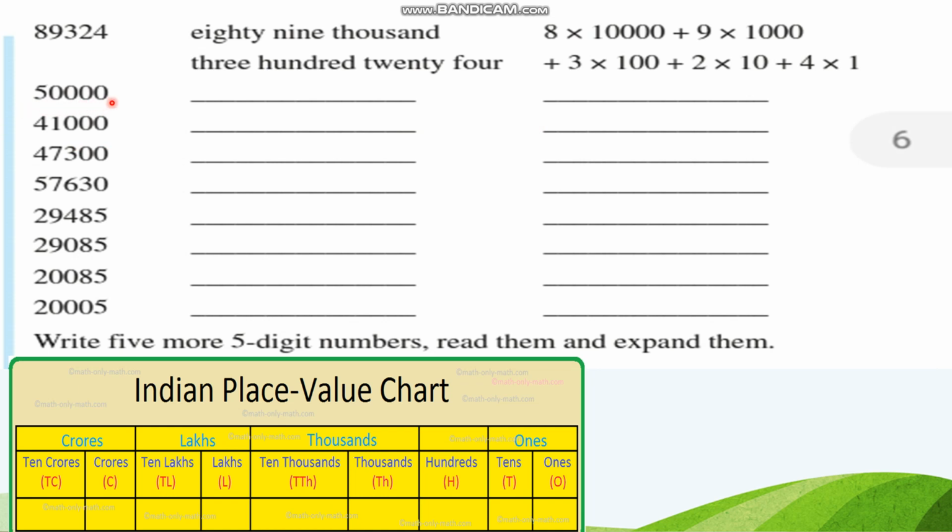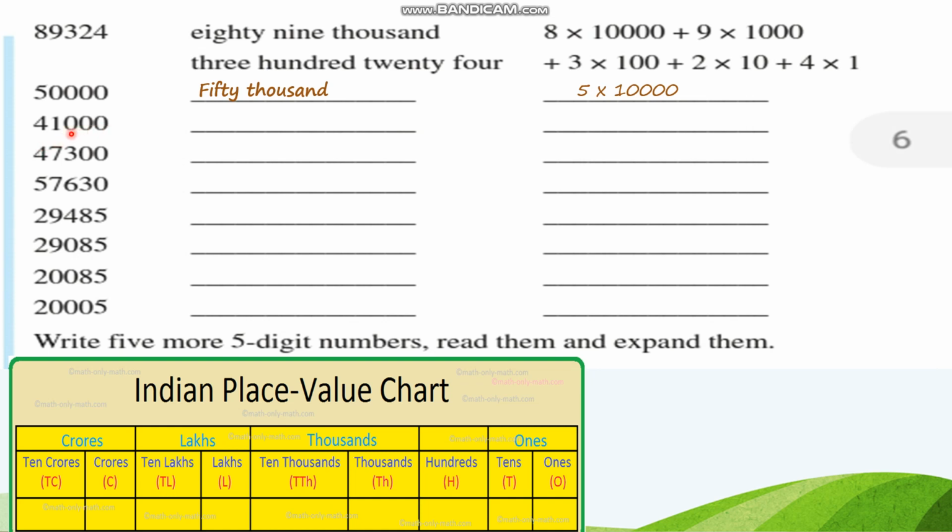So here this number is a five-digit number, and 0 in ones place, this 0 is in tens place, this is in hundreds place, the 0 is in thousands place, and 5 is in ten thousands place. So these two numbers together come in the thousands period, and these three digits come in ones period. How to read this number? Yes, 50,000. And how to expand this number? Yeah, 5 into 10,000. That is 50,000. 5 into 10,000. Very good. Now look at the next question.